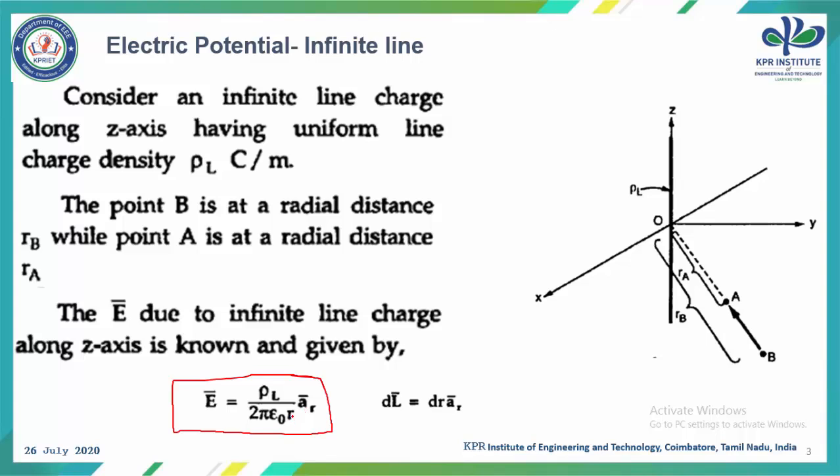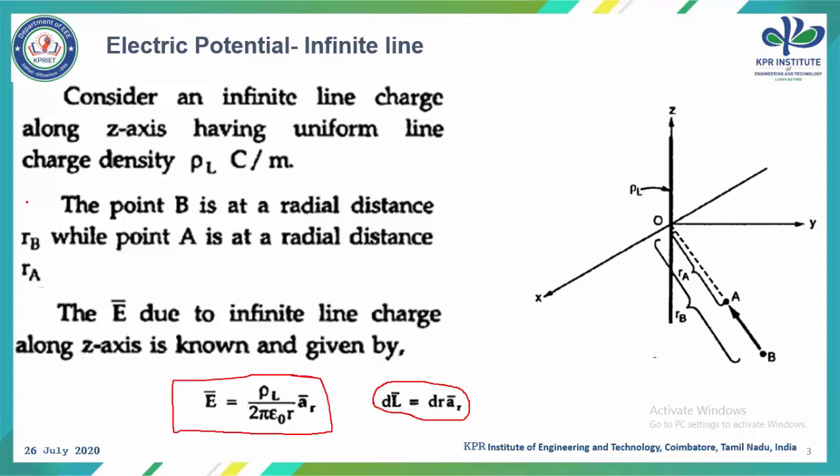In this formula, in electric field intensity, we used H because H is the distance. Here R is the distance. That's why we are using R. Now what is the DL? DL equal to DR into AR here.